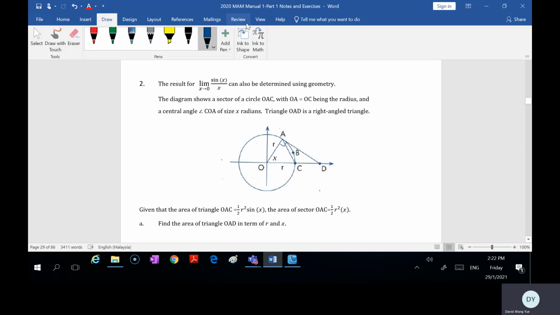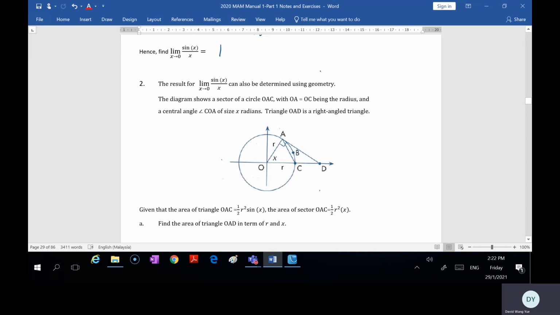In the second part, we re-look at the limit of sin x over x as x approaches 0, which can also be determined using geometry. The diagram shows a sector of a circle OAC. So this is a circle, and OAC is a sector. OA equals OC, and the central angle is x radian.